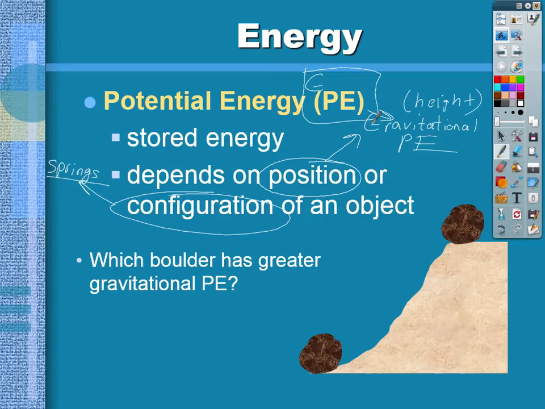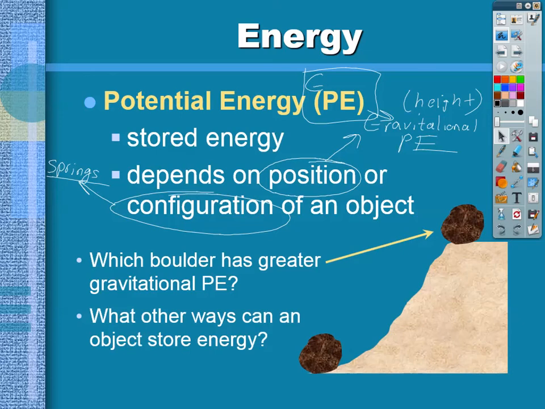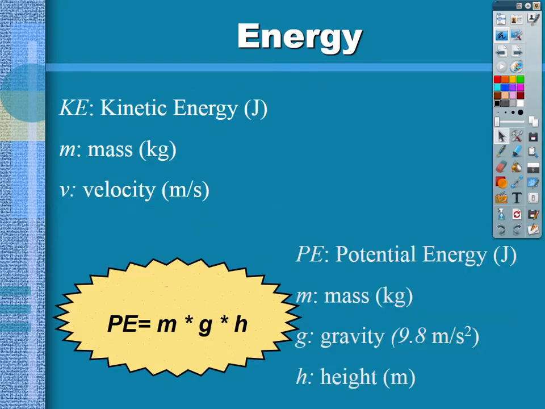Which boulder has more gravitational potential energy? Obviously the one that is higher. What other ways can we store energy? Like we said, springs, chemical, electrical. There are lots of different ways you can store energy, but the only one we're going to be looking at in this unit is gravitational.